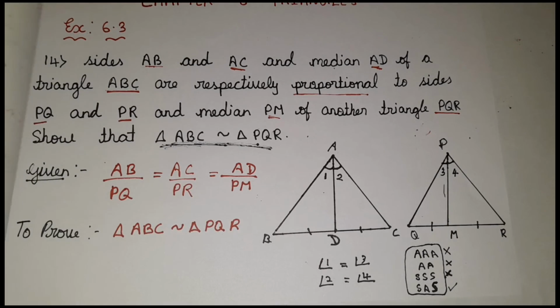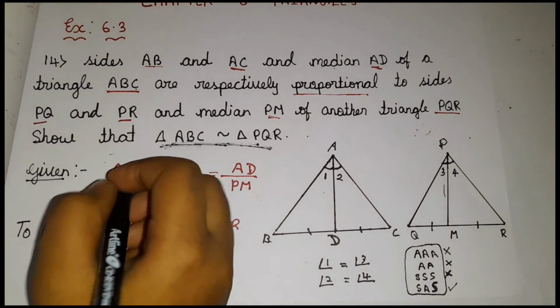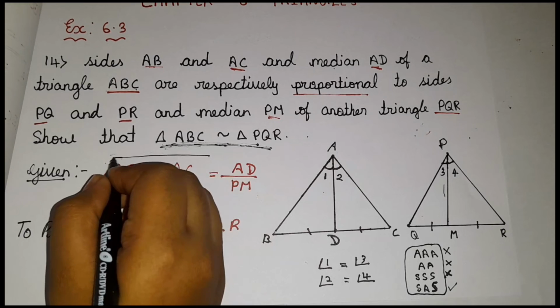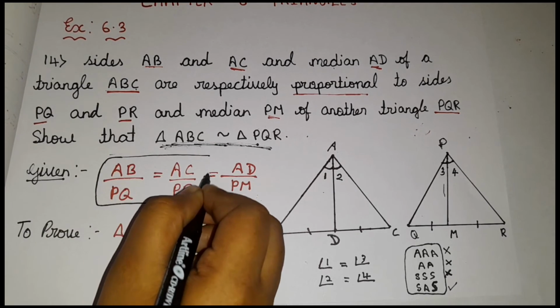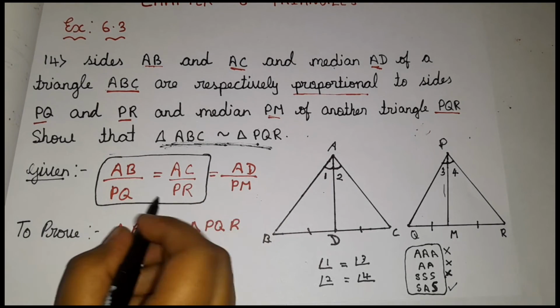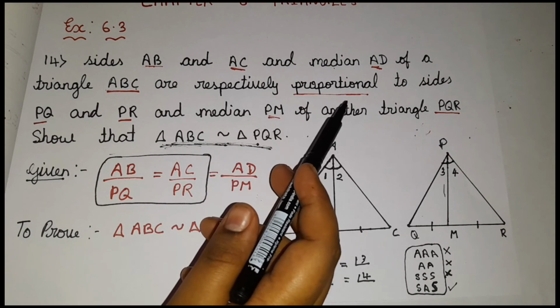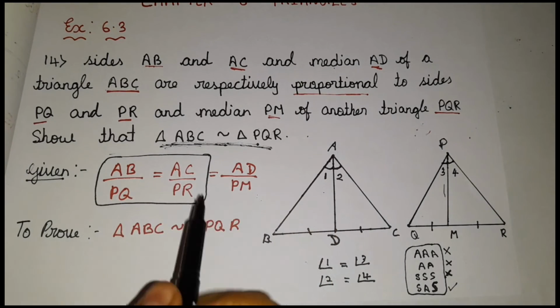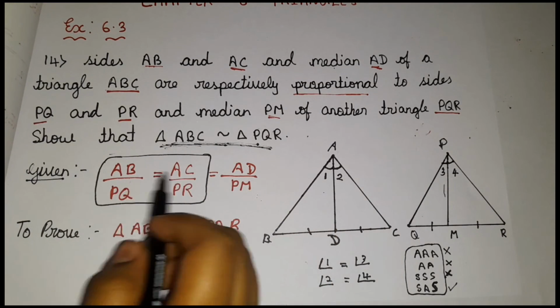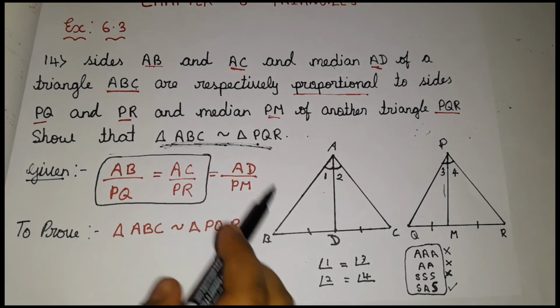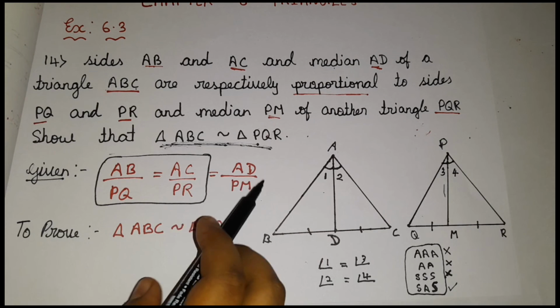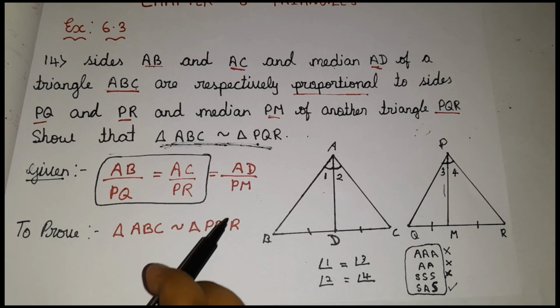Okay, so I am just using these two values, which were given in the question. In the question they've told us it is proportional, so we got three values. I'm going to be using these two values. Why am I not using AD and PM? Because it is a median, so now it is not required.